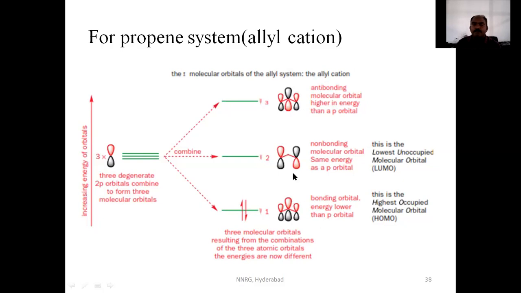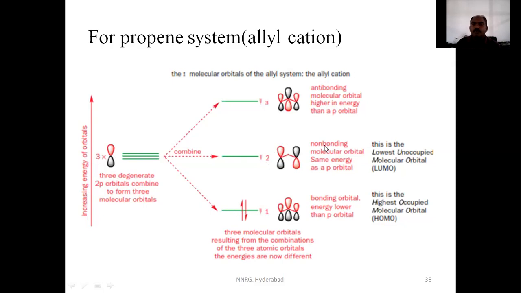In another molecular orbital, the second carbon p orbital is not interacting with either of the other p orbitals. It is acting as a free radical. So there is a node formed between these two, so that there is no interaction between these two. A non-bonding molecular orbital has the same energy as that of normal p orbitals. So in this propene system, this molecular orbital is called HOMO, the highest occupied molecular orbital, because it is having electrons in its orbital.